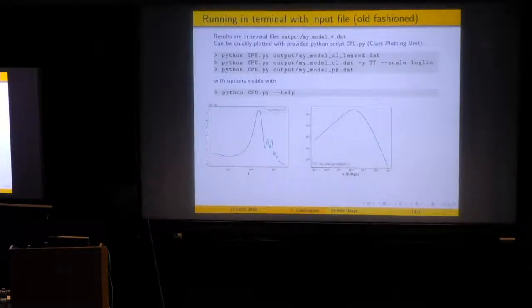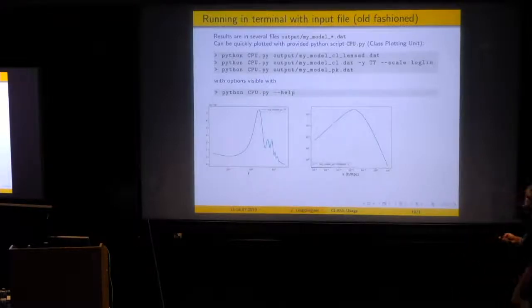But if you are in a rush, we prepared something for you which is optimized for CLASS. It's a CLASS plotting utility, cpu.py. I don't like too much this name, but a previous student of mine found it funny, so we left it. And he did it well anyway. So if you do python cpu.py --help, you see lots of options. So it's a Python script.